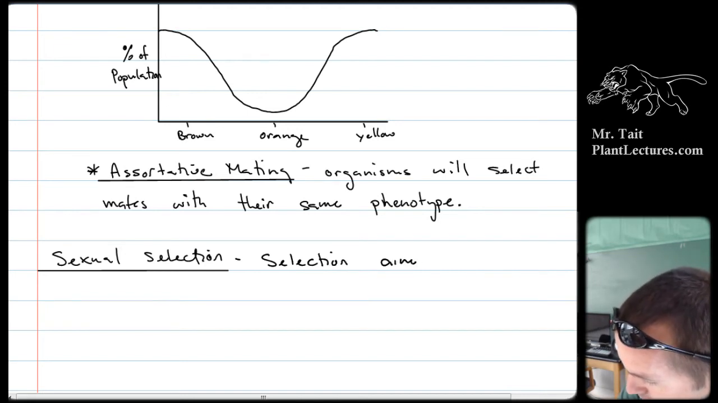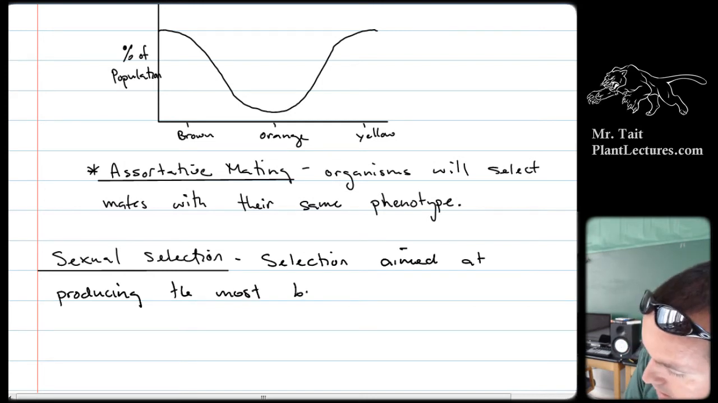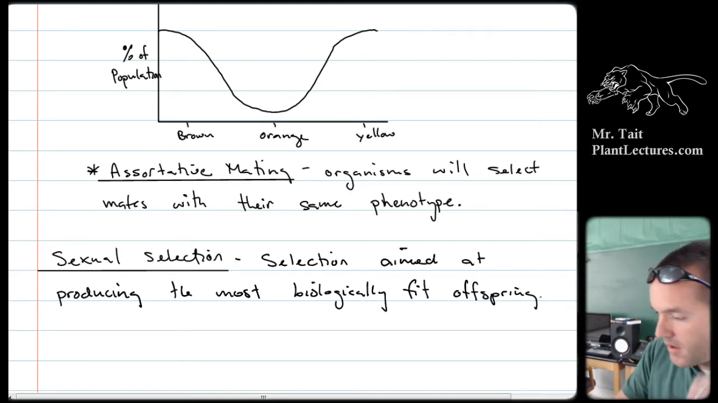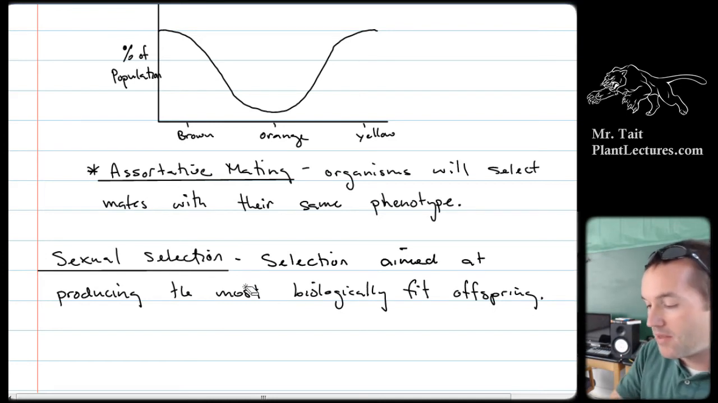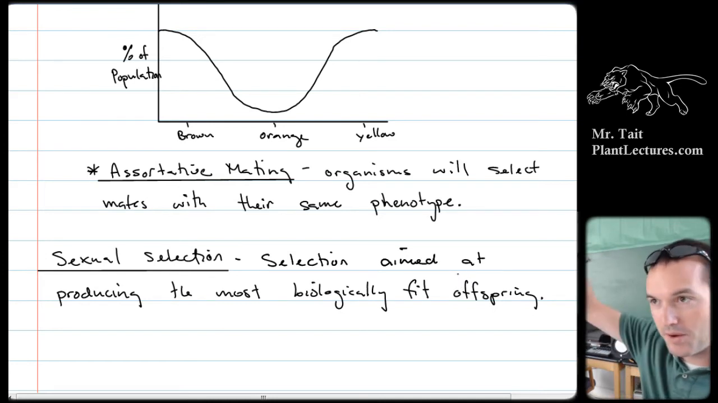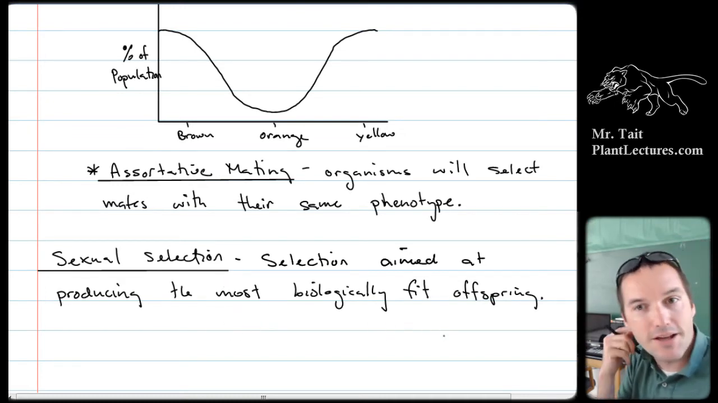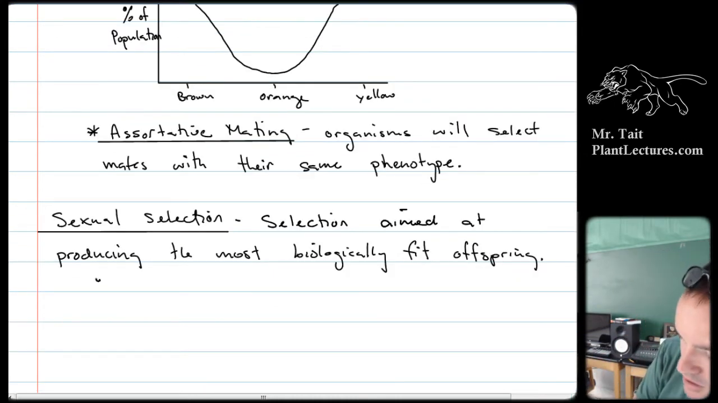Selection aimed at producing the most biologically fit offspring. Okay, and this term most here is performing double duty for us because you could consider this as being the most biologically fit, meaning like the greatest amount of fitness, or the most, meaning the greatest quantity of biologically fit offspring, right? They both work, all right? So let's talk first about female sexual selection.